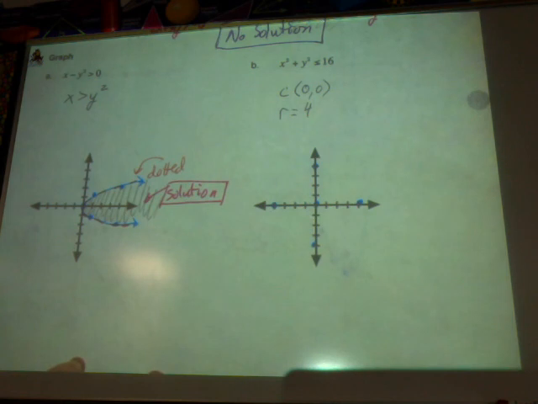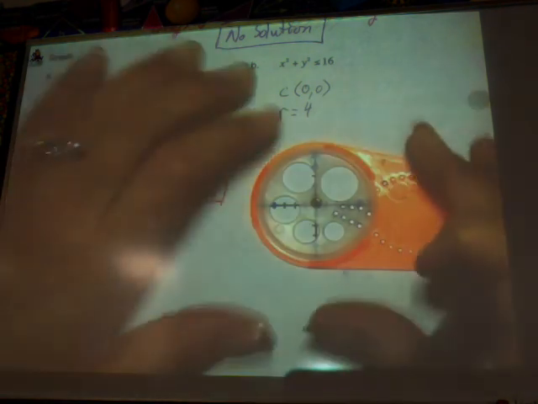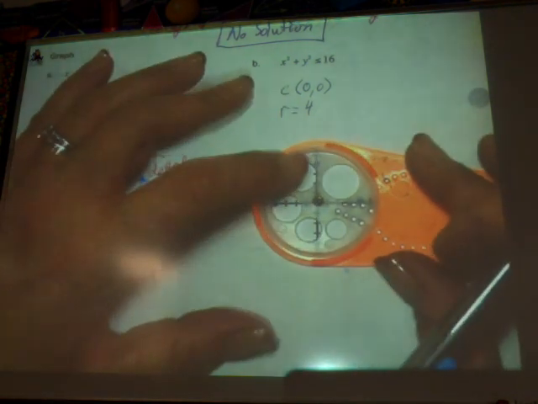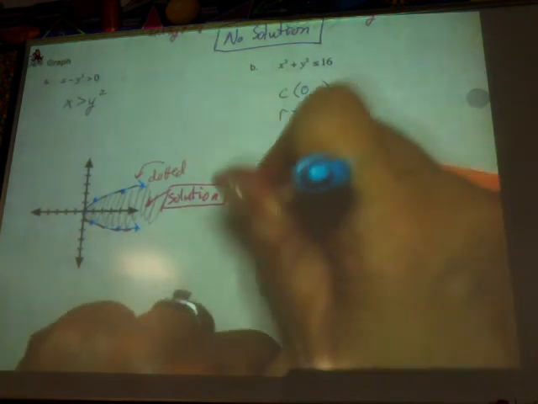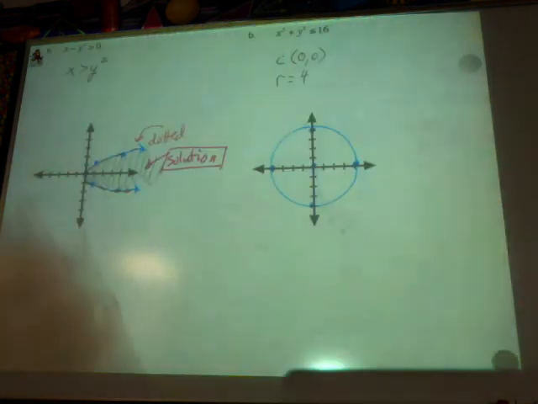Is this a solid or a dotted line? Solid. And I'm going to cheat. Yippee. I'm going to use my little wheelie thing. Only if you buy your own. Looky there. That's awesome. I love math tools.